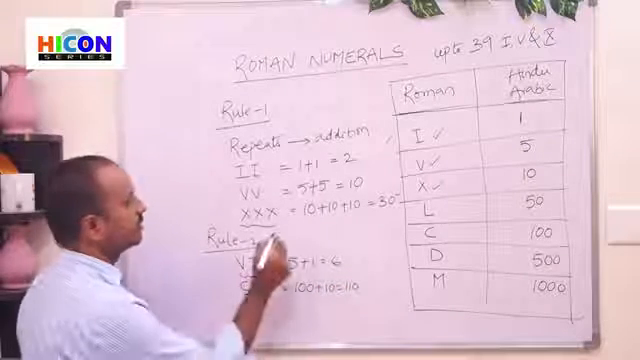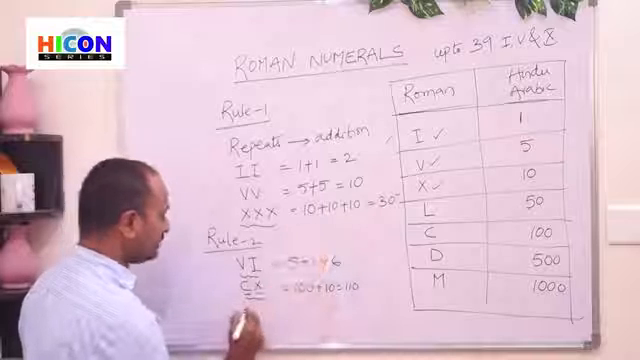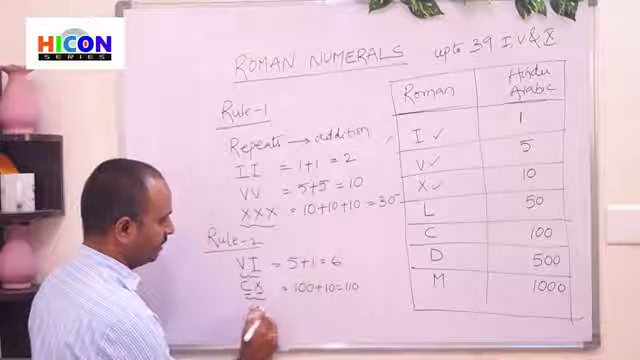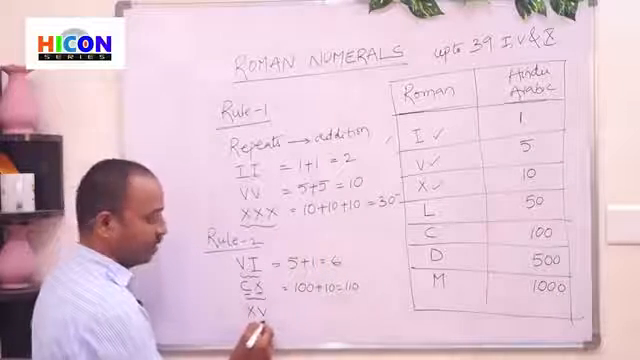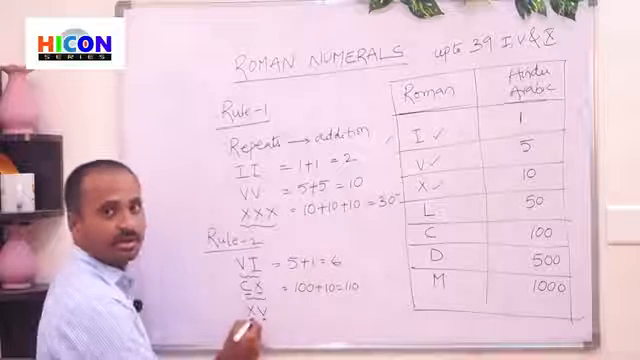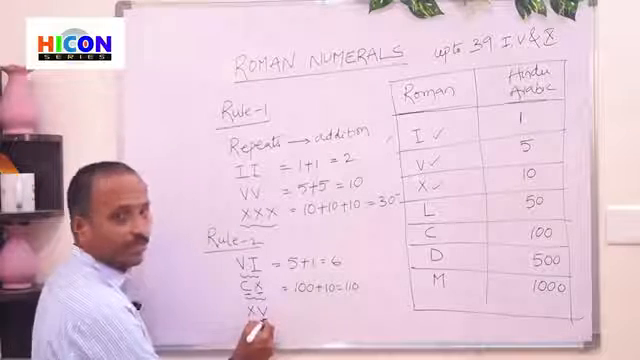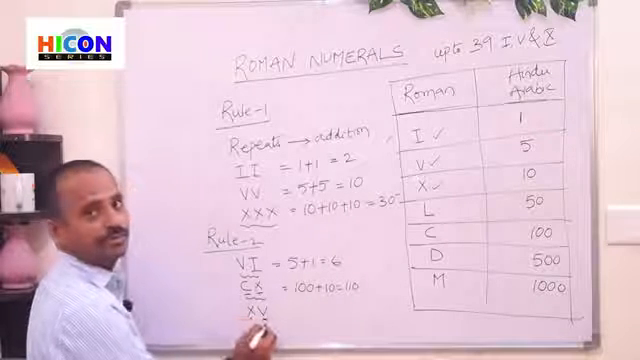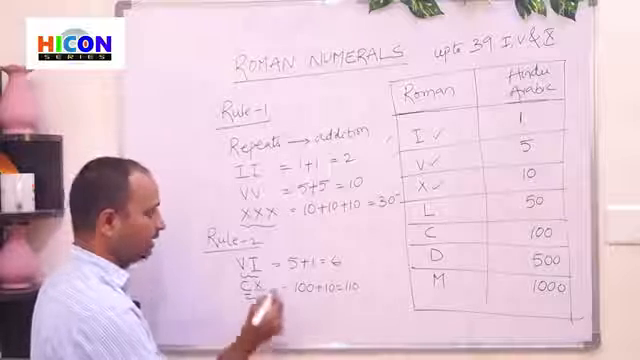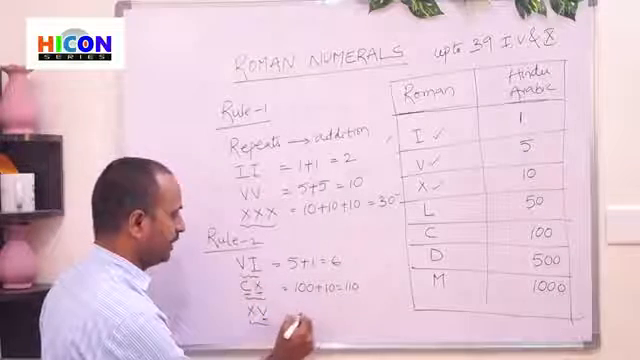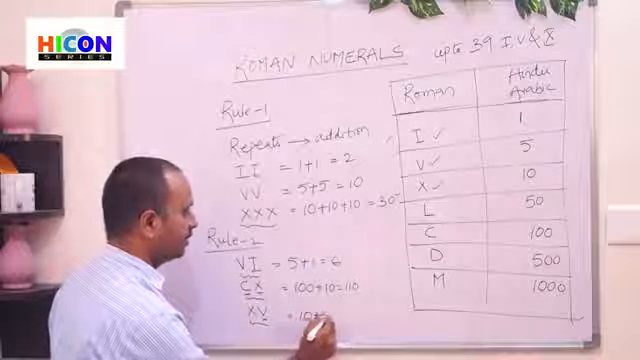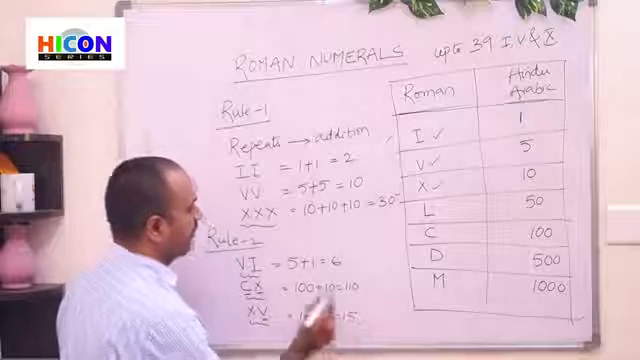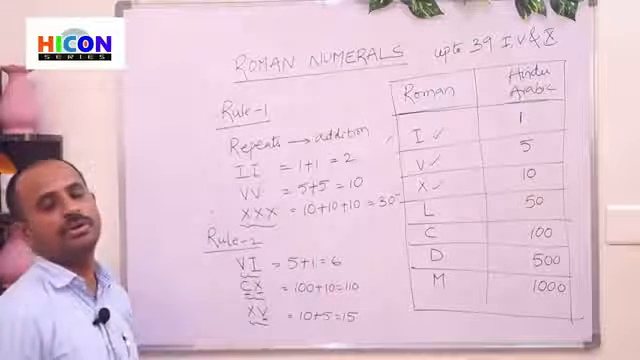So children, see another one, XV. Here V is the smaller value and X is the bigger value. The smaller value V is written on the right side of the bigger value. Now we have to add these 2 symbols. So X means 10 and V means 5. 10 plus 5, 15. So children, this is rule number 2.